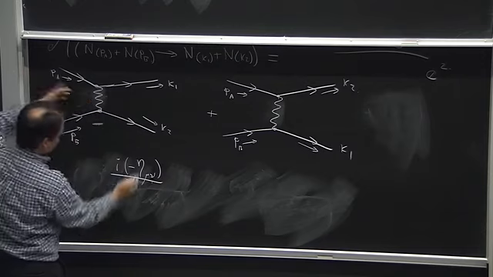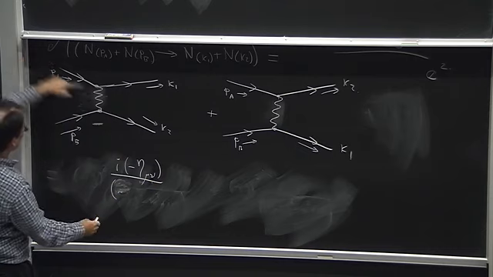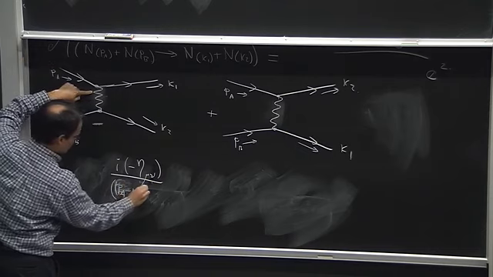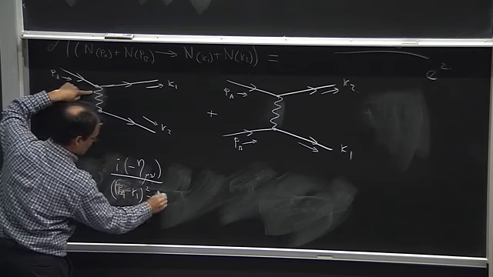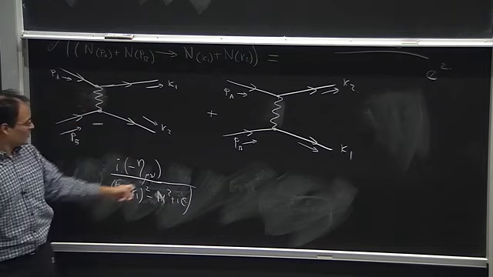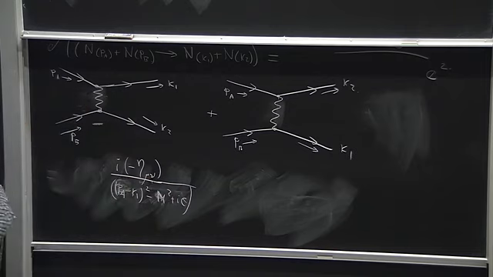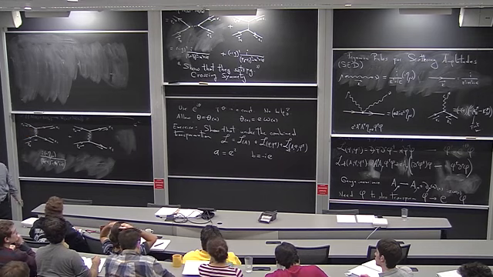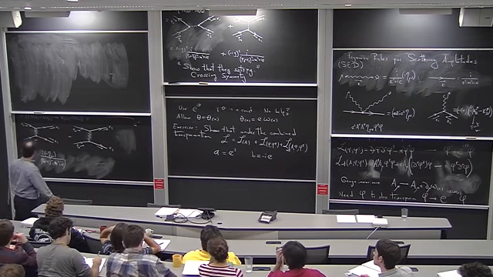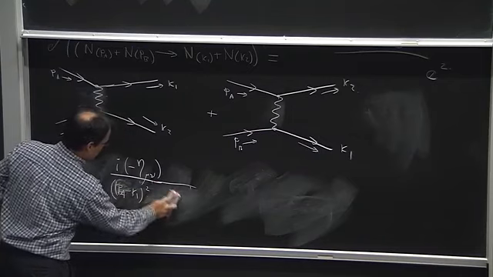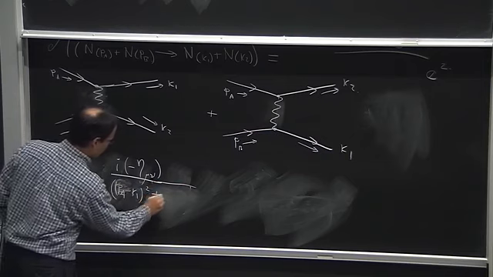This k squared is the sum of, okay, let's try it. It's p_A minus k_1 squared minus m squared plus i epsilon. Okay? That's the propagator. But that looks terrible. We have two free indices. Is that terrible? Well, no, it's not that terrible because these vertices also have indices. Sorry, there is no m. This is our photon, right?